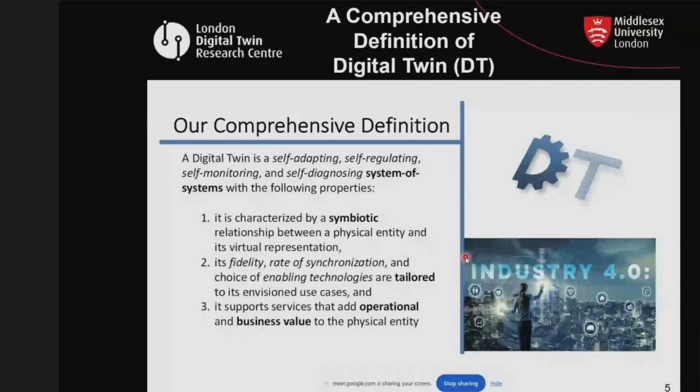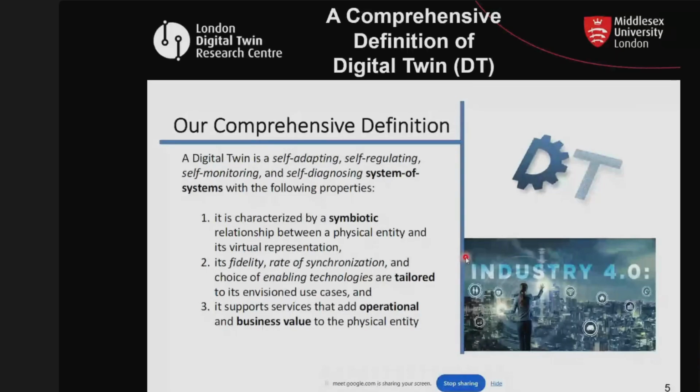Okay, so characterized by a symbiotic relationship between the physical and the digital or virtual representation. Choice of enabling technologies. If I were to pick one technology, it would be Internet of Things. Anything that is connected via internet or via a network, whether it is a local network or an internet network, as long as a device is connected and it is able to produce some sort of data, then that is my key enabler for technology for digital twins.